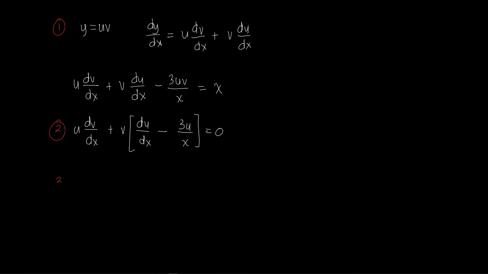Step 3 would be i-equate natin yung nasa loob ng parenthesis na yan, or yung bracket na yan, equal to 0. Oy, hindi yan equal to 0, sir. Equal to x yan. Okay. So, next is ito, is equate natin to 0. Yan yung step 3. So, magiging du over dx minus 3 over x is equal to 0.